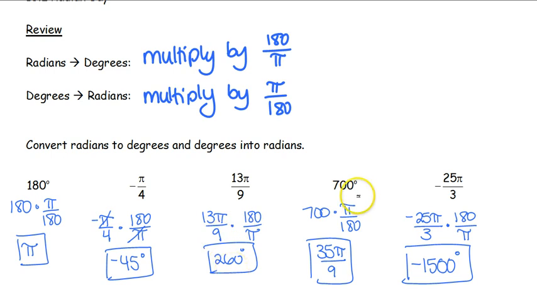We have degrees to radians, so we multiply by pi over 180, giving us 35 pi over 9. You are reducing that 700 over 180. And last, we have radians to degrees, so we want to get rid of that pi. Those pi's cancel. Negative 25 times 180 divided by 3 leaves you with a negative 1500 degrees.